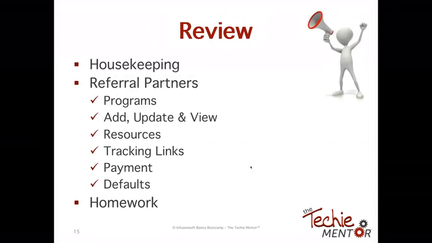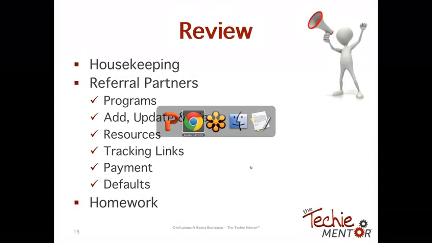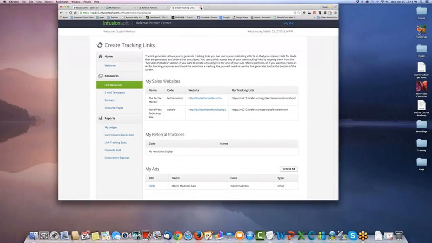Okay. So today was just about setting up that referral partner program. So setting up the commission programs, all the different ones that you can do, including overrides, and you can override for products or services or by subscription. Adding, updating, and viewing your actual partners, the promotional resources, tracking links. We talked about payment, and then, oh, that's what I forgot. See, I knew I forgot something. Want to show you the defaults.